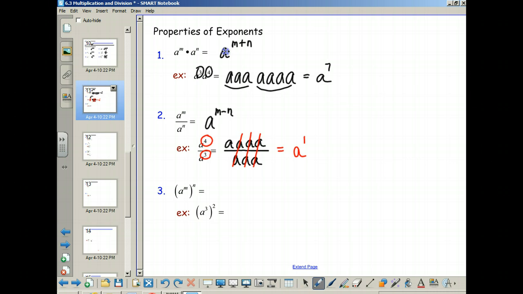That's the second property. The third one says that if I have a power raised to a power, like this one, I would multiply the powers together. So I'm going to take a look at what it looks like to have a cubed squared. Well, squared means I have a cubed times a cubed. And literally, without using any other properties, a cubed means a times a times a, which is a grand total of a to the 6th. And again, why is it 6? Because 3 times 2 is 6.